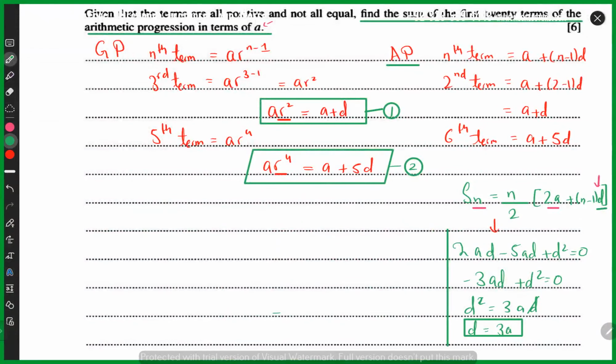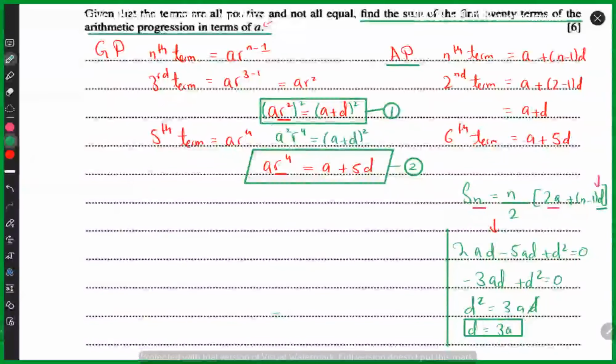Equation number 1. So I can see 1 and 2 right now. I want D in terms of A, I need to get rid of this R. So first of all, I am going to square both sides of 1. I'll square this and I'll square this. Why? Because I have R power 4 here, so I want R power 4 there as well. And this would give me A squared R power 4 equals A plus D whole squared.